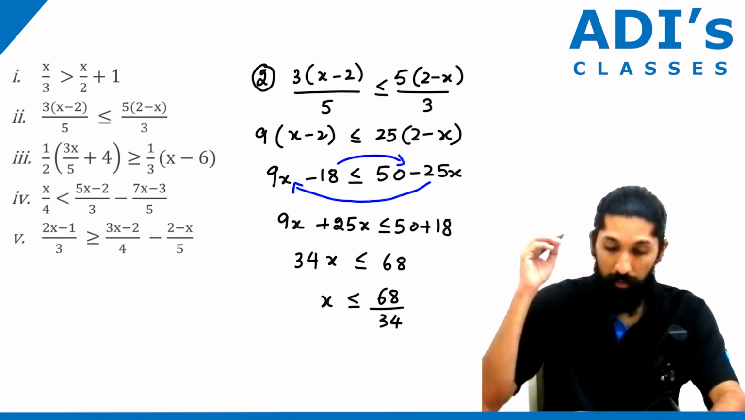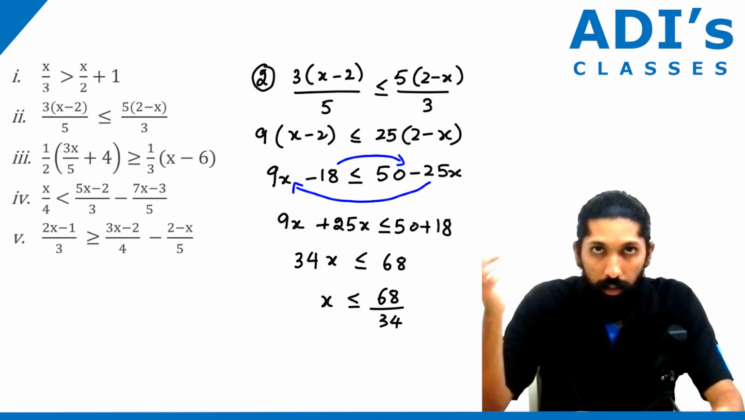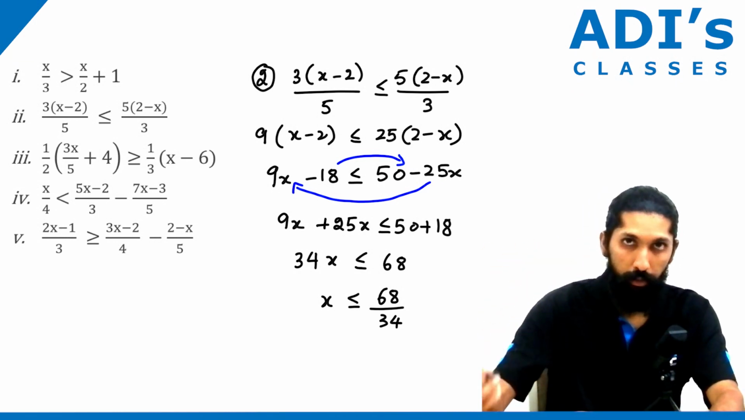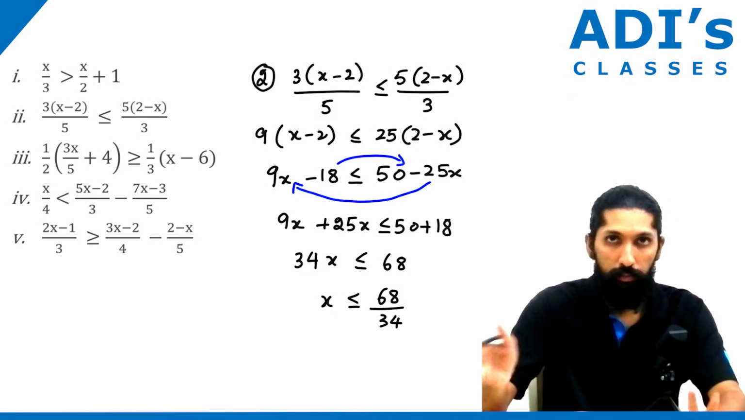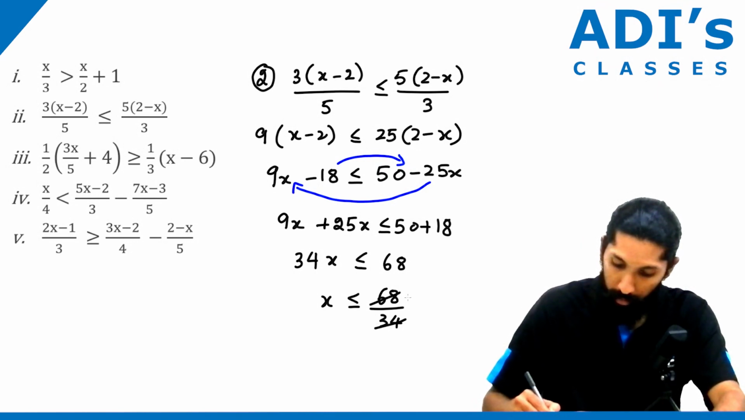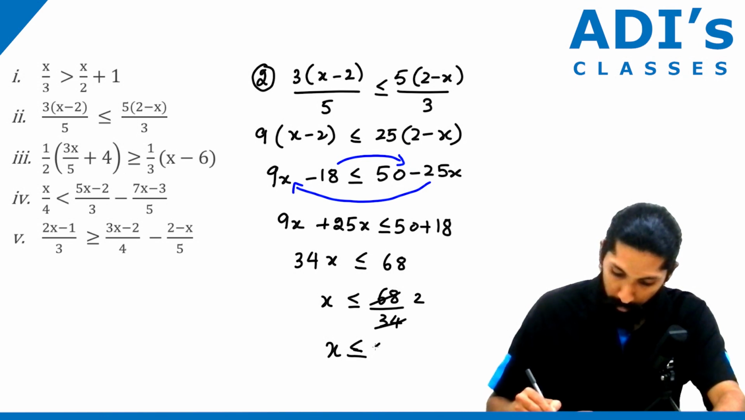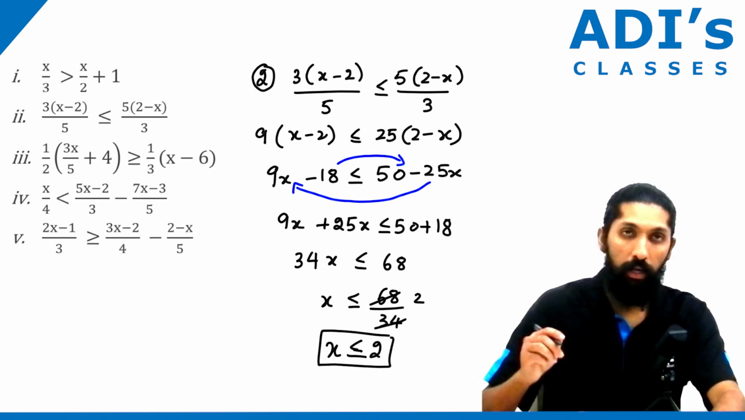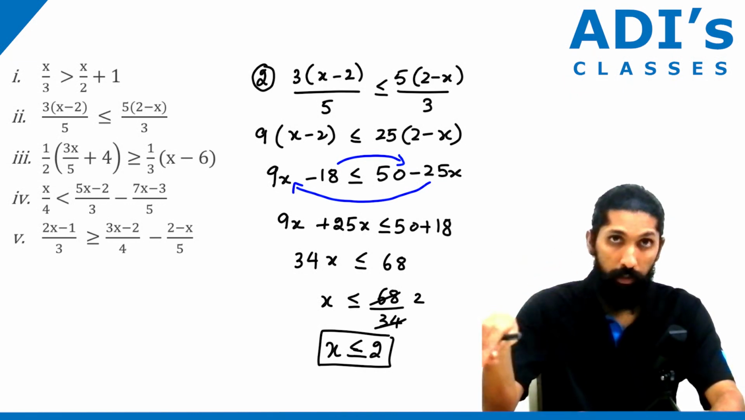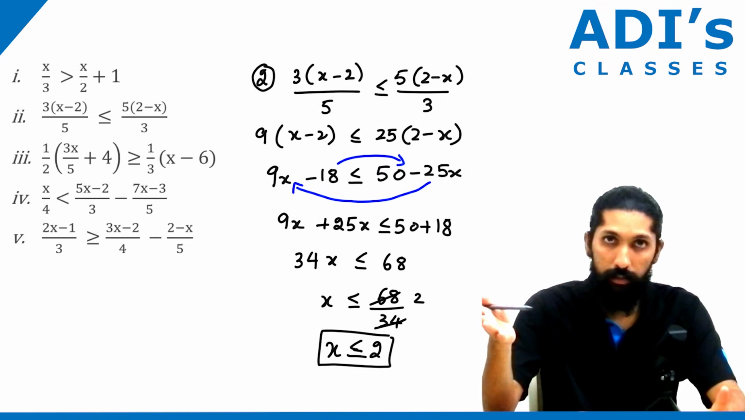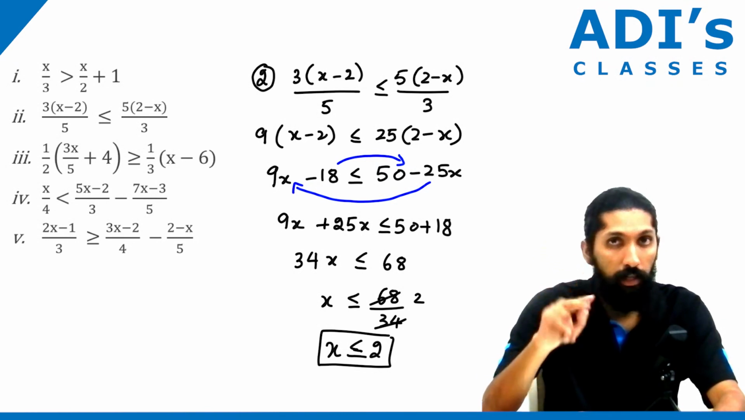Now you can directly divide by 17, or if not, you can divide by 2 also. That's good enough. I'll do it by 2. So this is going to be 2 times. So what do we get? x less than or equal to 2. This is the answer for the second question. The first one and the second one, both of them are just cross multiply, and you will get the answer.